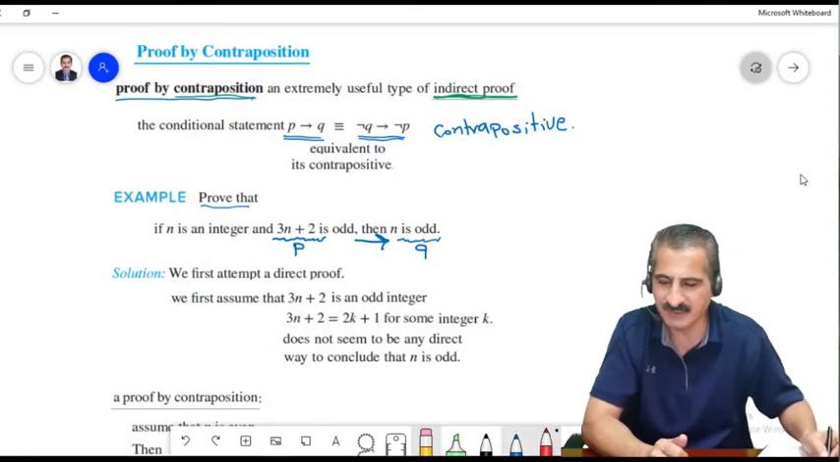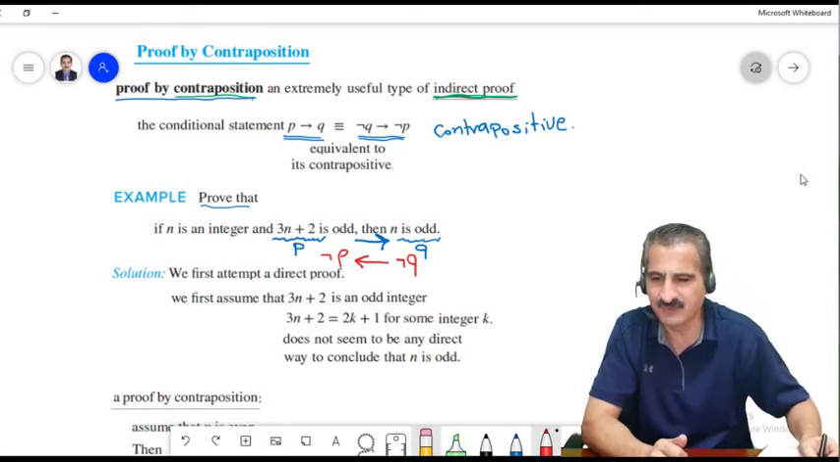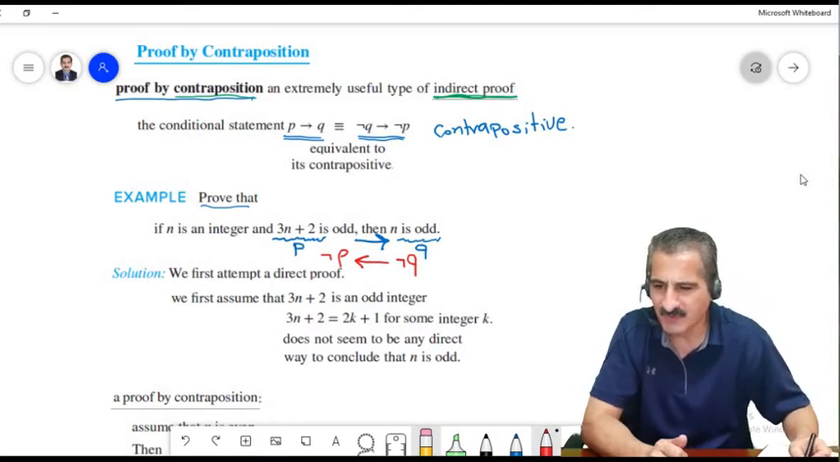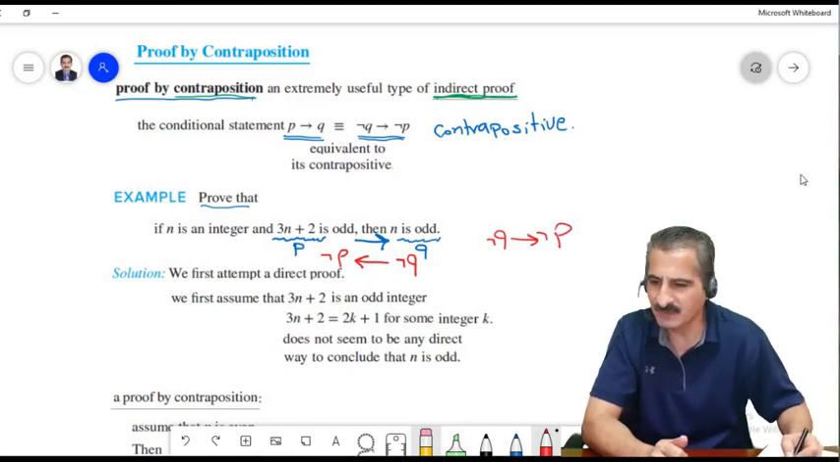Let me write it in red. We will prove not Q gives not P. Don't let this arrow confuse you. We can write it again. We want to prove not Q gives not P. So it is the same read in here and in here. Okay, so we will assume, we first assume that, okay, good.